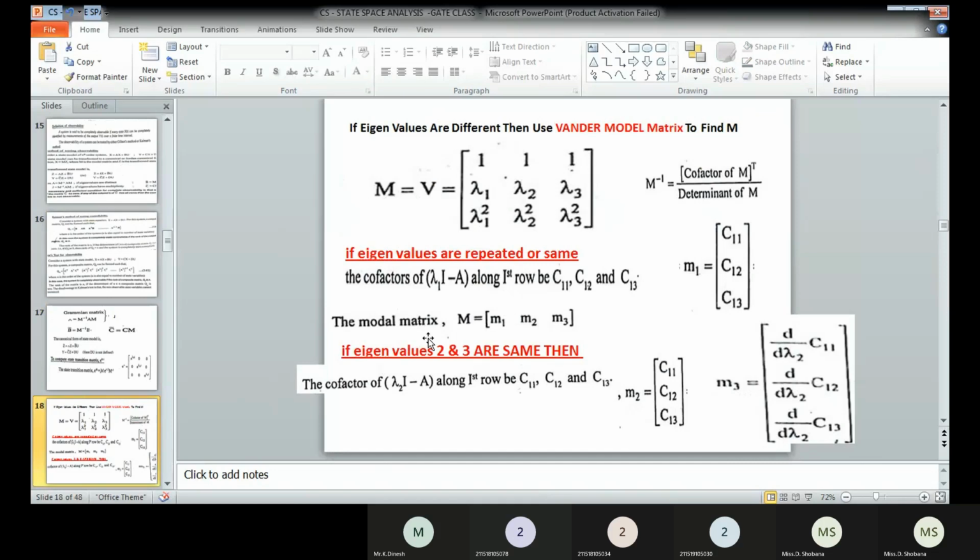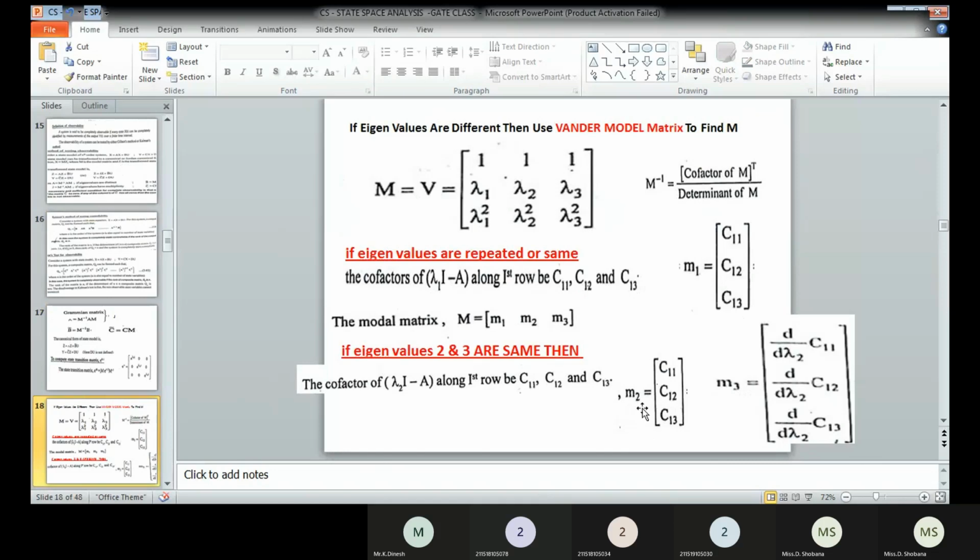The other method is for when we have repeated λ values. Then we have to determine λ1 I minus A. You have to determine this matrix, take the first row and determine the cofactors for it. That will be the small m1, which is equal to C11, C12, C13, like that. Similarly for M2 and M3, if M1 and M2 are repeated, in that case we take it as follows.